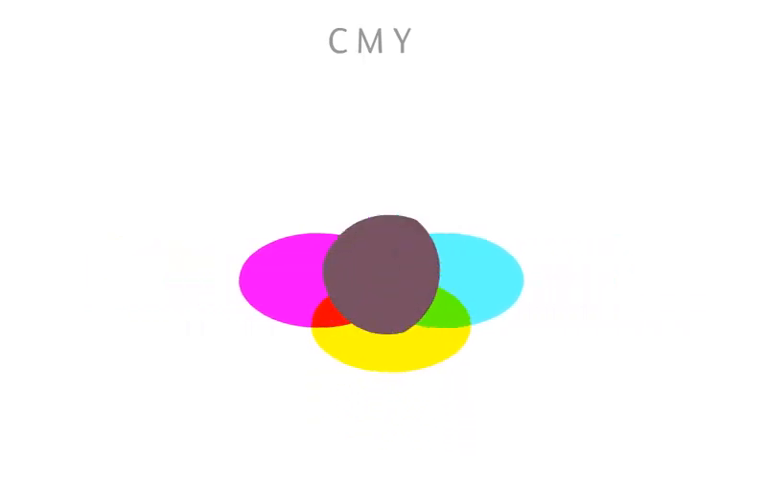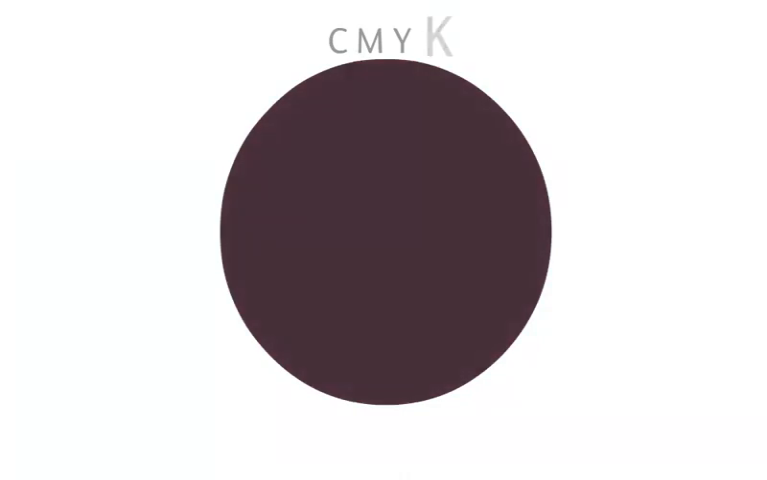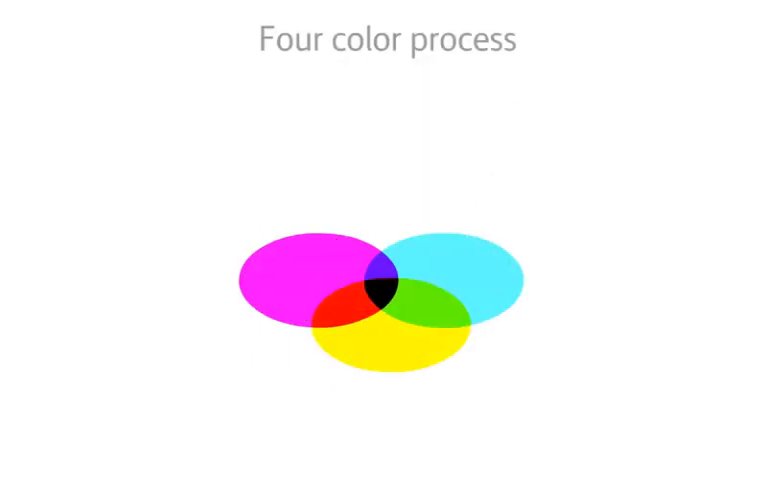In reality, the imperfections in inks, dyes, and toners make the combination of CMY result in a color more like muddy brown. To compensate, black is added to the three subtractive primaries to yield CMYK, where K stands for black. CMYK are the colors of the four-color process.